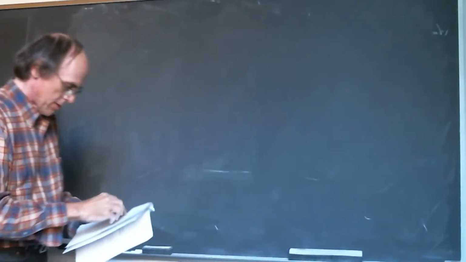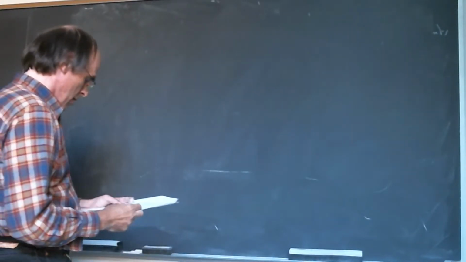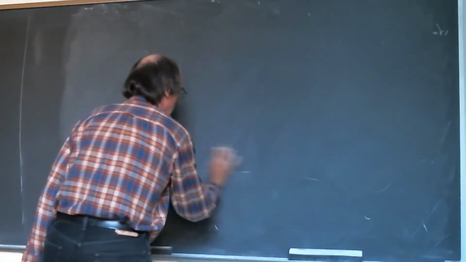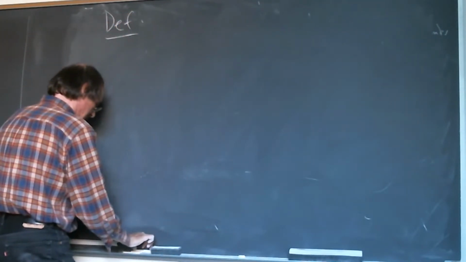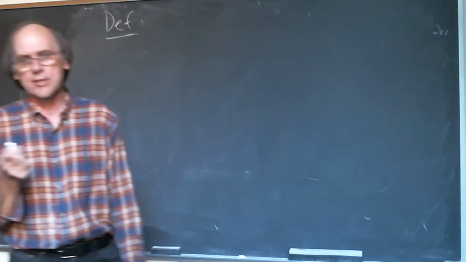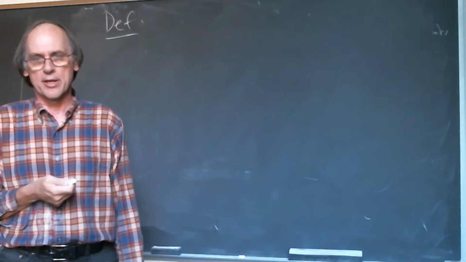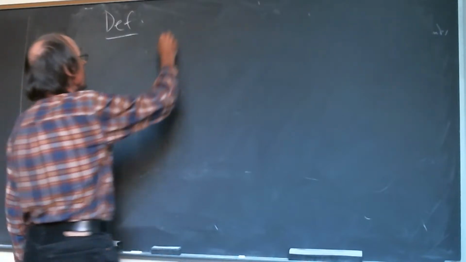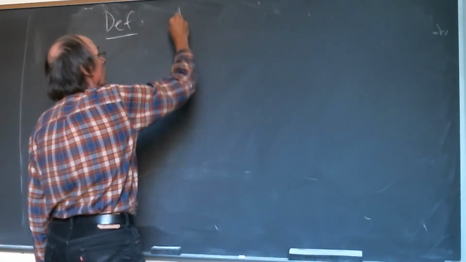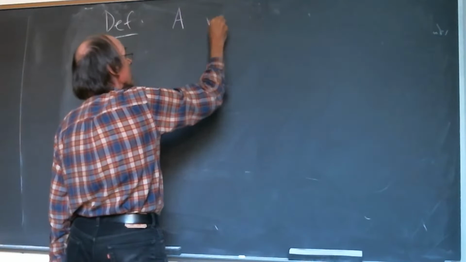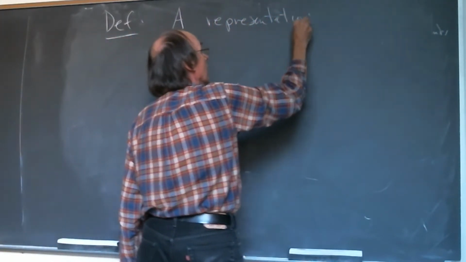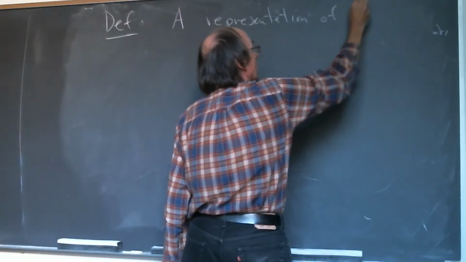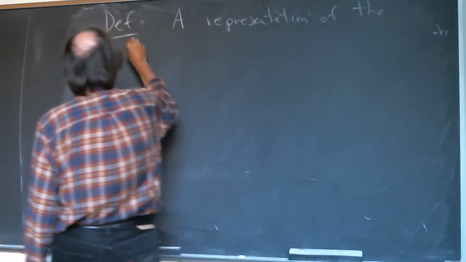So here's the definition, and in some sense these are the main objects that we're going to be interested in throughout the course. So a Lie algebra representation of the Lie algebra Lie G.